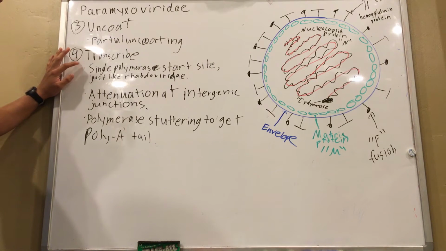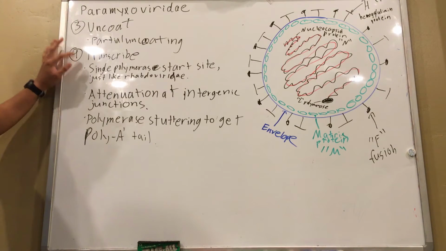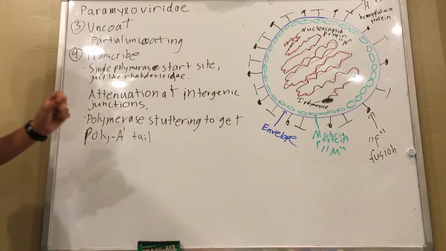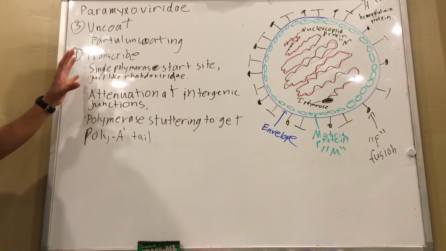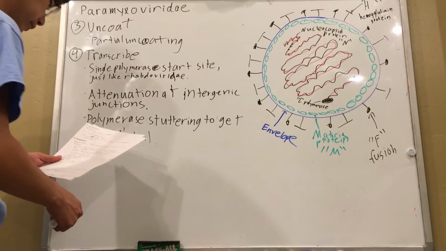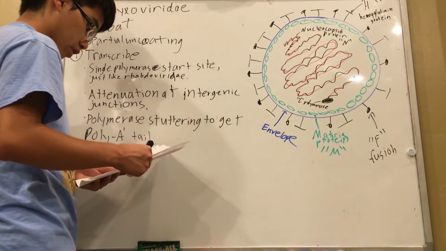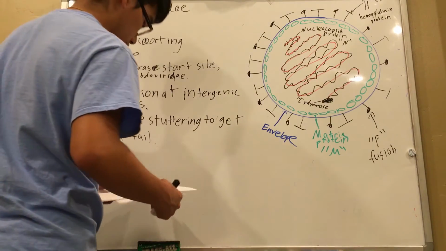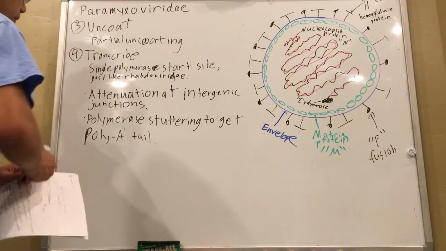Okay. Remember, because they only have one start site, I'm using Paramyxoviridae, just like Rhabdoviridae, if you shoot radiation at it, just like in a discussion section paper, you get the same results. So, transcribe. And finally, of course, oh, there's a picture.